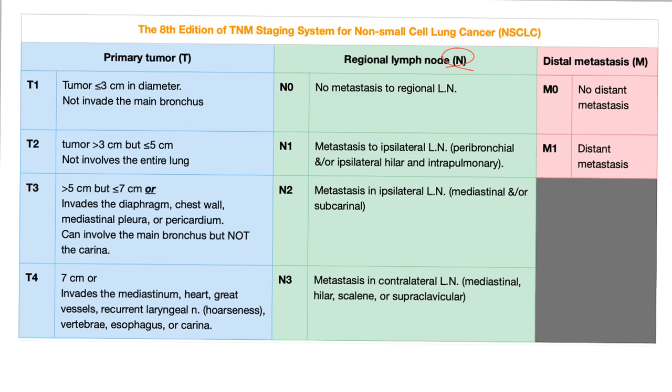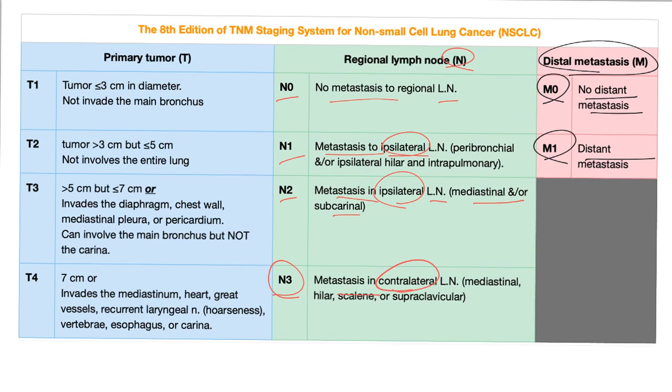N, the lymph nodes. N0, no metastasis to any lymph node. There is no nodal involvement. N1, there is metastasis to the ipsilateral lymph node. N2 is metastasis to the ipsilateral lymph node, could be mediastinal or subcarinal. N3 is metastasis to the contralateral lymph node on the opposite side. Metastasis is the easiest. M0, there is no distant metastasis. M1, there is distant metastasis. If you see M1 or distant metastasis, this is stage 4 lung cancer, which is not fun.